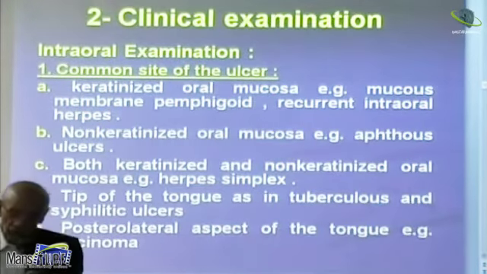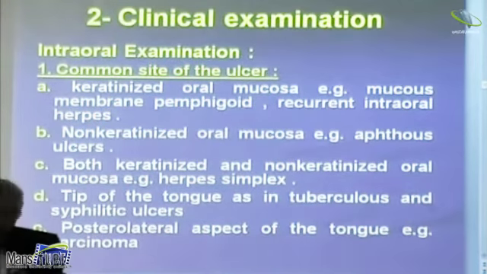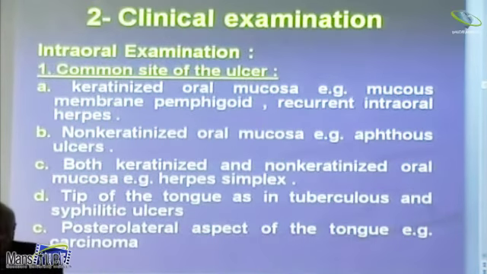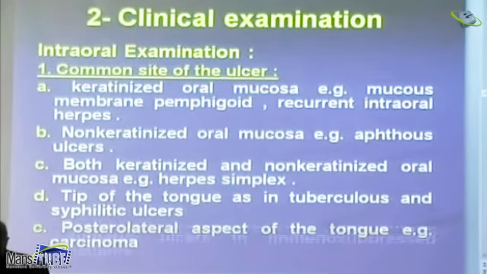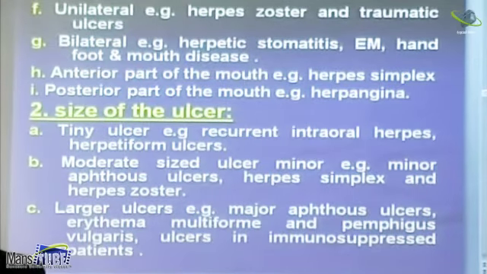I must proceed in a systematic way. Intraoral exam: you look for ulcers that have a common site. Is it keratinized or mucosa simple? Non-keratinized, or keratinized and non-keratinized? Is it on the tip of the tongue or on the posterolateral aspect of the tongue, for example carcinoma, and this is the most common site. Right and left. This governs your thinking while you are thinking, what is this ulcer? Or even while the patient is running a dialogue.